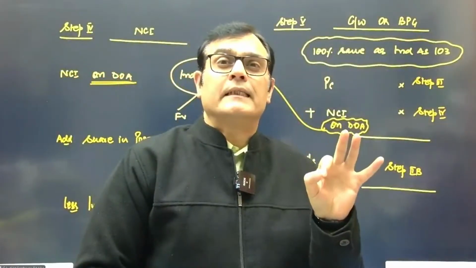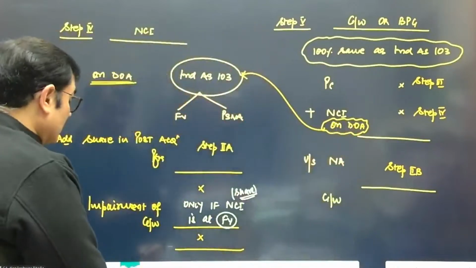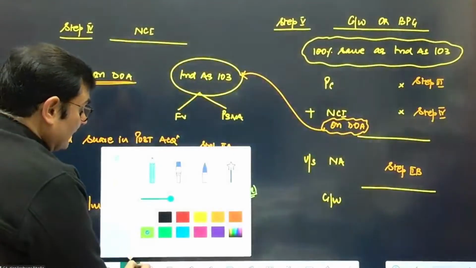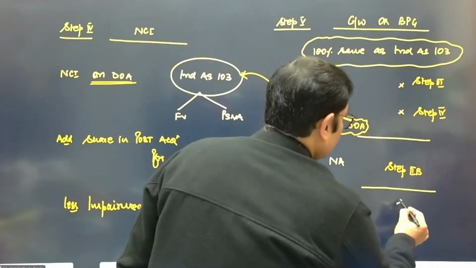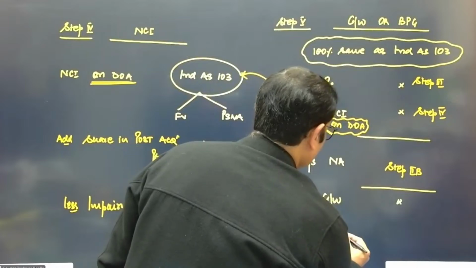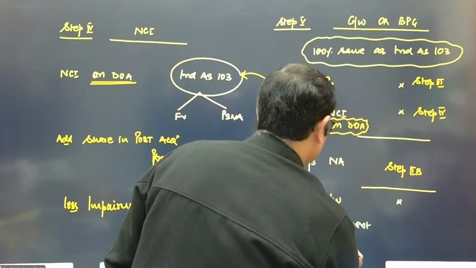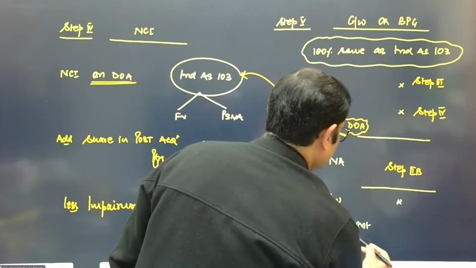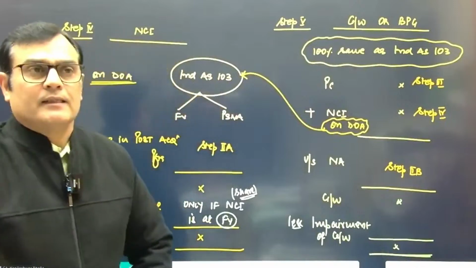Now comes again a very, very crucial point, which again is a very common mistake students do make in this case. Here again, once you calculate the goodwill, you also need to reduce the impairment of goodwill. You also need to reduce the impairment of goodwill at this particular stage to get the final figure of goodwill at this stage.